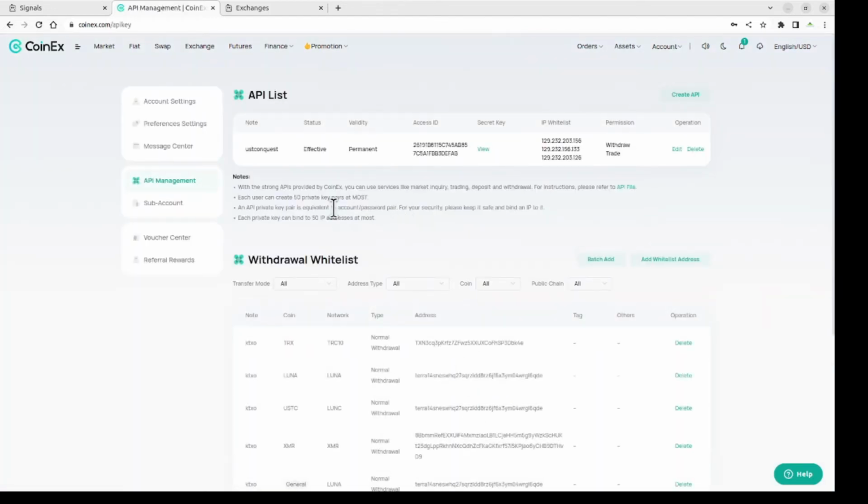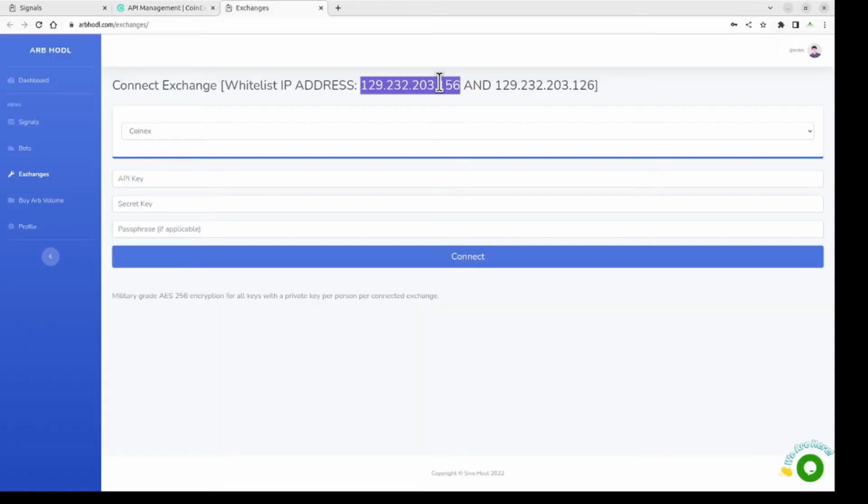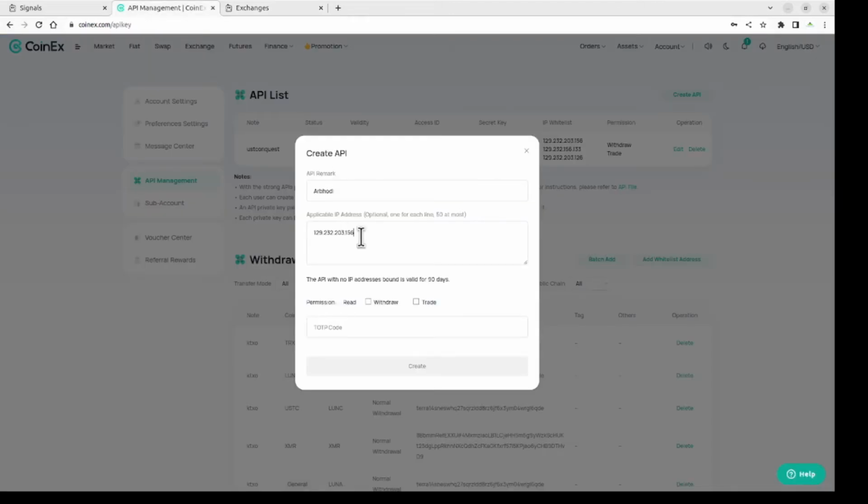Click on Create API. Then put in Arbhodl as name or remark. Then go to Arbhodl and copy the first IP address. Paste it in here and come back to paste it here. And we can see it already has read permission. We do not need withdraw permission, but definitely need trade permission because the bot is supposed to place orders on our behalf. Then put in 2FA and click Create. Then my API is now created.